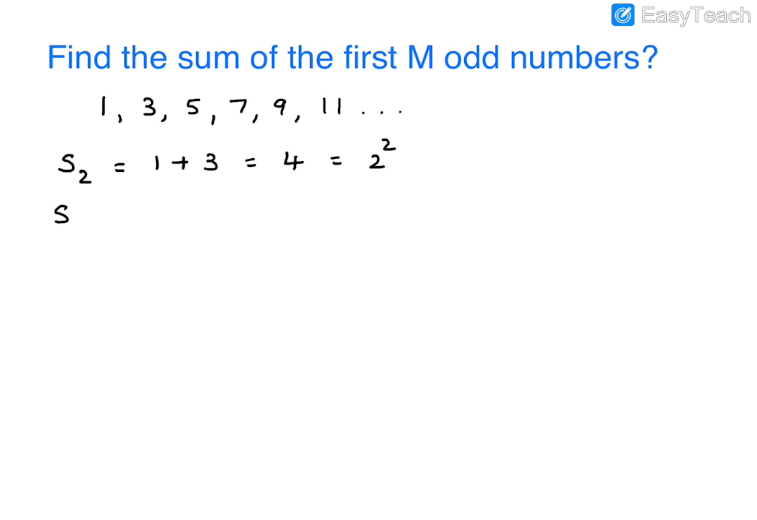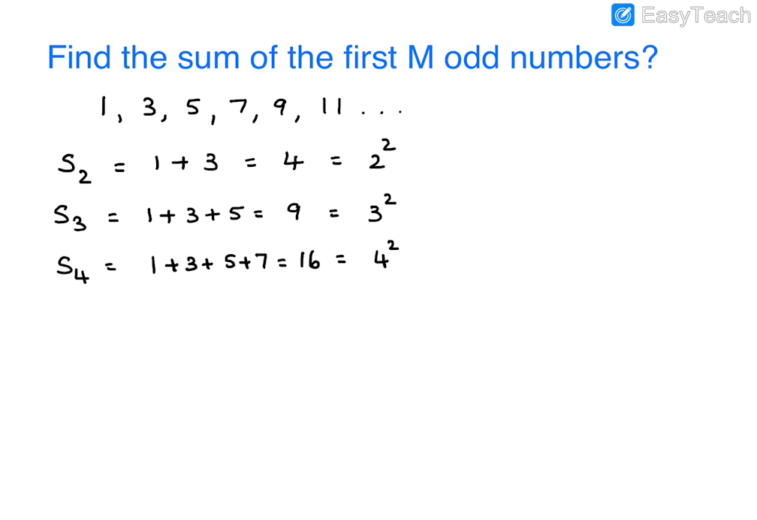Next, let's find the sum of the first three odd numbers, which will be 1 plus 3 plus 5, and the result is 9. And 9 can be written as 3 raised to the power 2. So let's do one more example. Sum of the first four odd numbers, say 1 plus 3 plus 5 plus 7. The result being 16. I can also write the result as 4 raised to the power 2.